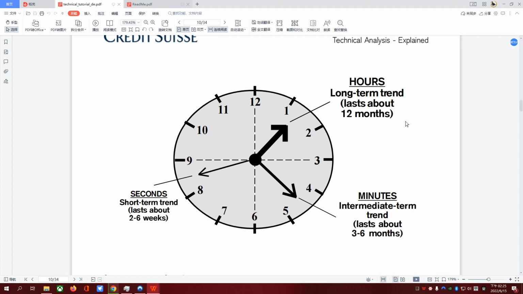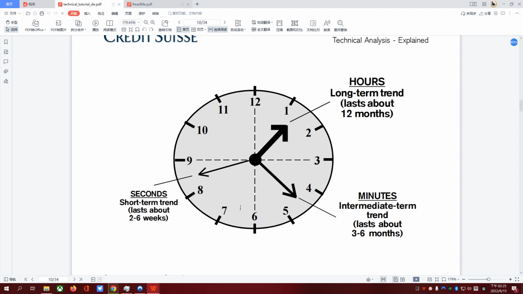Okay, and minutes, as we're going to see from the clock, this is the second largest time frame. So it kind of lasts on a quarterly basis. That means if we're going to trade a stock, we are going to hold the stock for at least a quarter. All right, we're going to hold it for a quarter. So more of a speculator perspective.